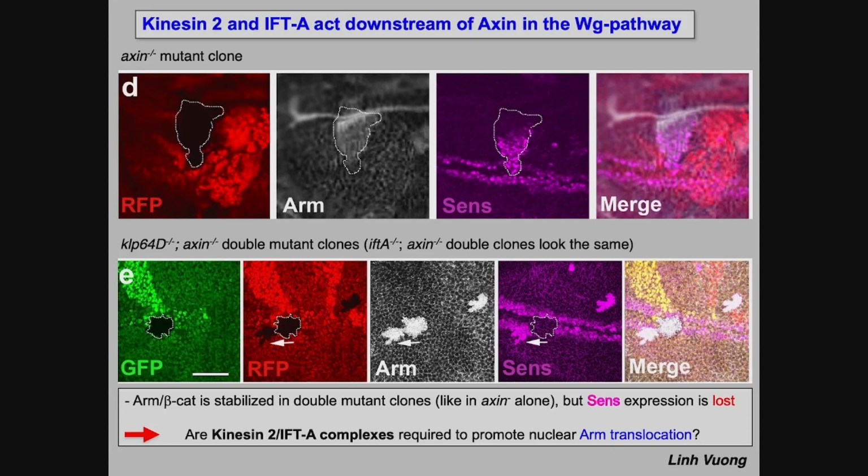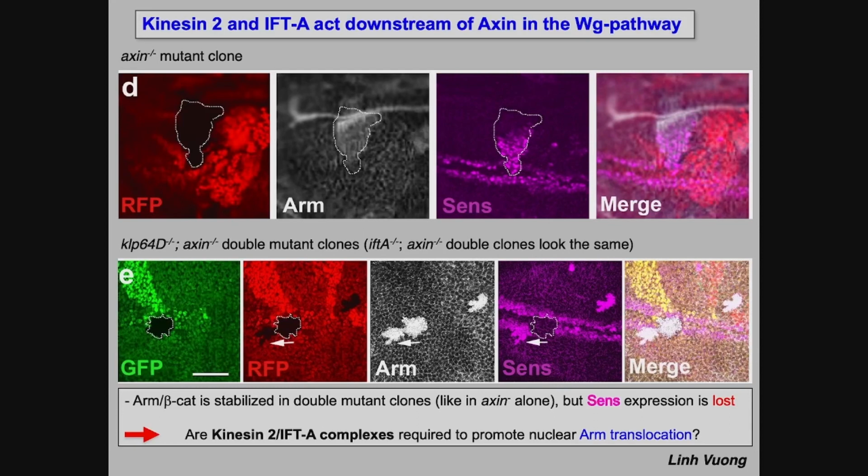If we now do a double mutant clone between axin and kinesin, shown here, or the equivalent with axin and IFT140, not shown here, you get a very interesting phenotype. So again, anything that's negative for red is axin minus.